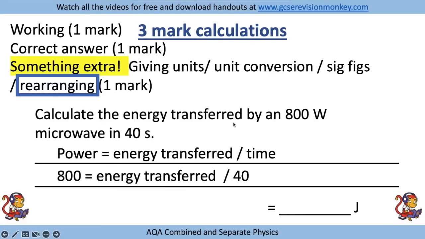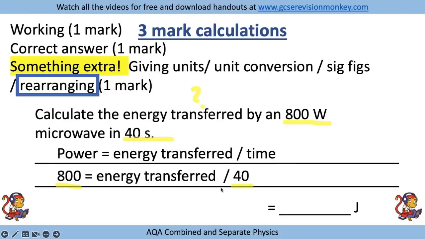So this time, we've been given the power and we've been given the time, but we don't know the energy transferred. So write down the equation, power equals energy transferred over time. Write in the numbers for power, write in the words for energy transferred, write in the number for time, and then that will at least get you that first mark.